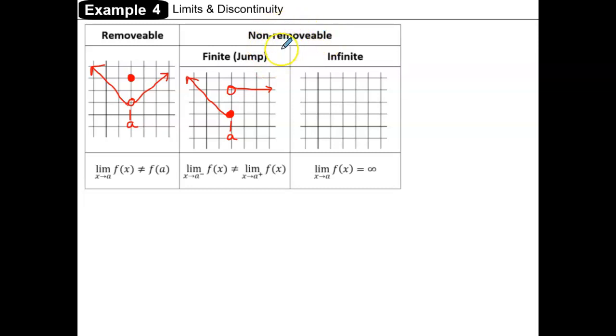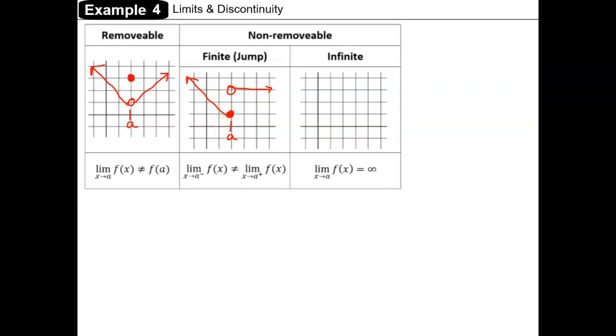It's non-removable because I can't repair it. If I just have a hole, I can plug that hole in my piecewise function and then it would be continuous. But there's no way for me to plug this hole. If I were to try to make both of these filled in, then it wouldn't be a function anymore. It would fail the vertical line test. So this is non-removable because it can't be fixed.